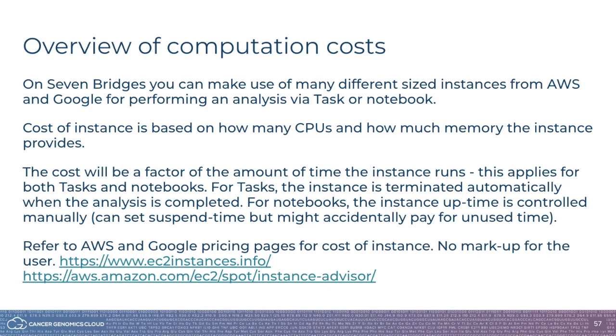Now that we've covered storage costs, let's talk about the second way of using cloud credits, and that's through computation. On 7Bridges, there's a lot of flexibility in the computation environments you can choose to suit your needs. You can run an analysis on AWS or Google, and within both of those cloud providers, you can choose from many different instance types. The pass-through cost of these instances are based on how many CPUs and how much memory the cloud instance provides. The costs will be a factor of the amount of time the instance runs. This applies to both tasks and notebooks.